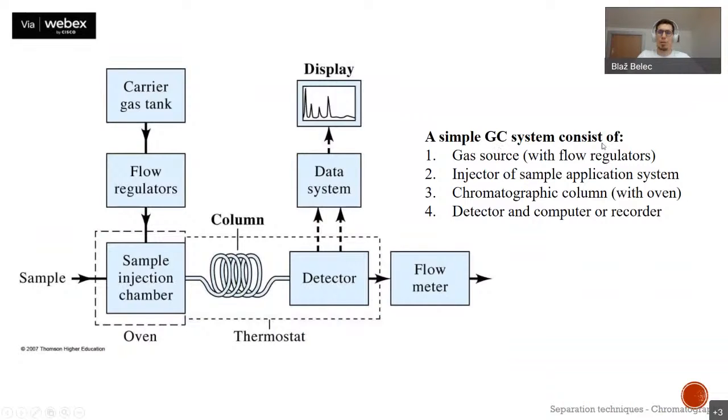So a simple gas chromatography system consists of the gas regulating system, injector of the sample, chromatographic column, which is the heart, or the core, of the chromatography systems, then the detector, of course, and then the data system and display or computer.